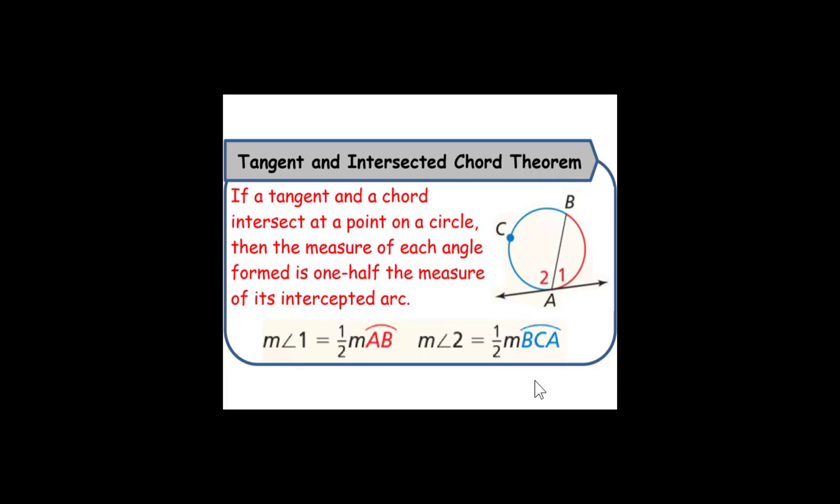The tangent and intersected chord theorem. If a tangent and a chord intersect at a point on a circle, then the measure of each angle formed is 1/2 the measure of its intercepted arc. Notice that the measure of angle 1 is equal to half the measure of its intercepted arc. The measure of angle 2 is also equal to half the measure of its intercepted arc, which is arc BCA, a major arc.